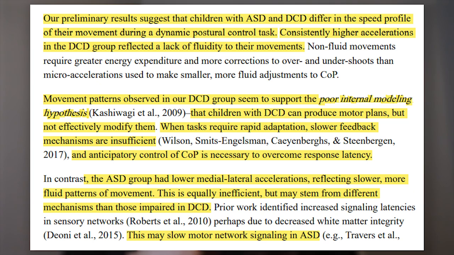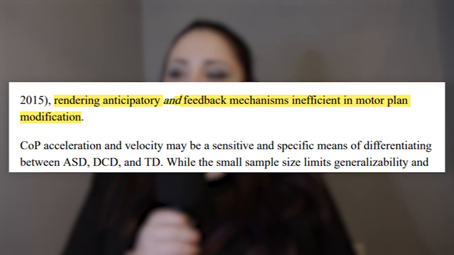When tasks require rapid adaptation, slower feedback mechanisms are insufficient, and anticipatory control of COP is necessary to overcome response latency. In contrast, the ASD group had lower medial lateral accelerations, reflecting slower, more fluid patterns of movement. This is equally inefficient, but may stem from different mechanisms than those impaired in DCD. Signaling latencies in sensory networks may slow motor network signaling in ASD, rendering anticipatory and feedback mechanisms insufficient in motor plan modification."